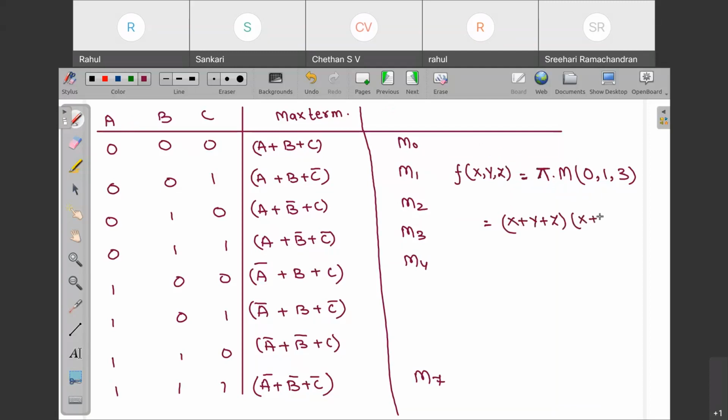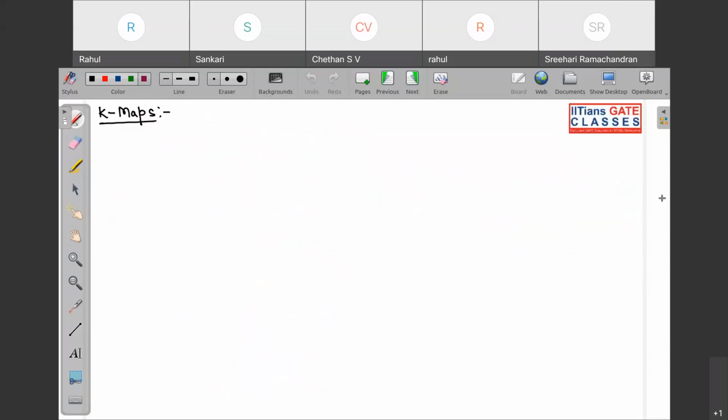So this will be x plus y plus z complement, and 3 will be written as x plus y complement plus z complement. Okay, so this is another way of writing the functions, with max terms and min terms. Any doubts in this, you can ask. If you have any other queries also, you can ask. Or else we will go to K-Map now. Okay, K-Map, we will learn about K-Map.